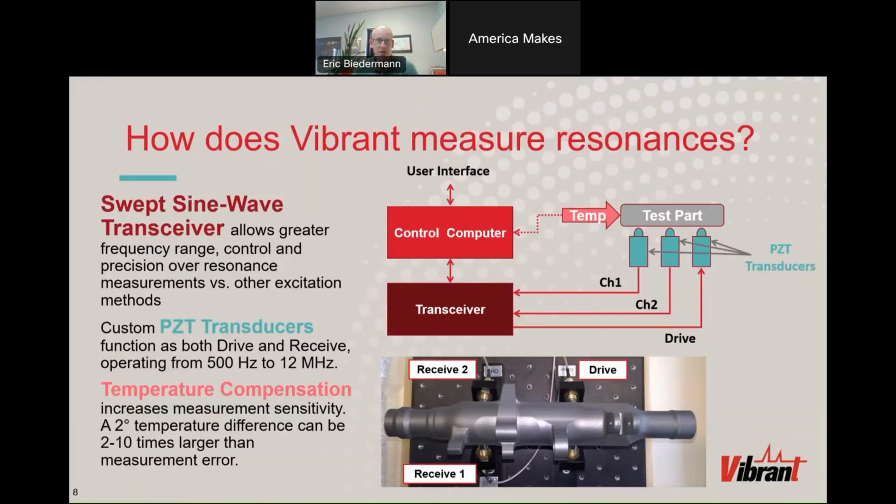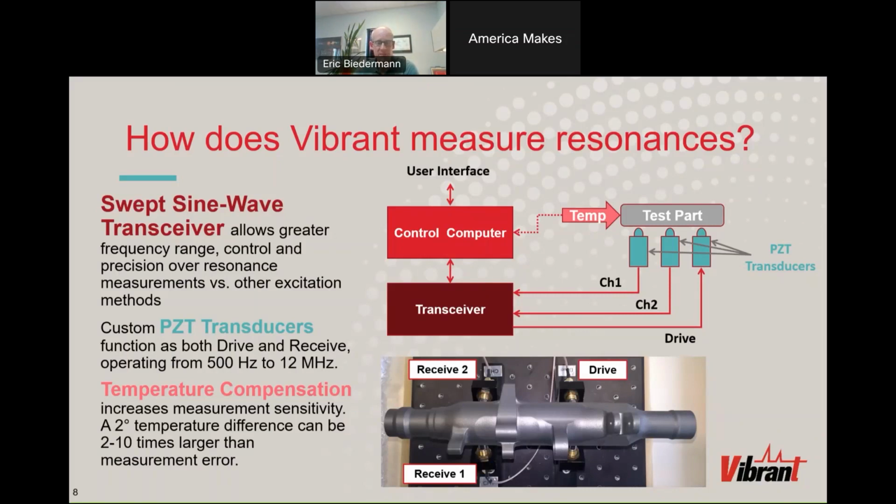Swept sine excitation offers a lot of advantages over other forms of resonance excitation. It gives us greater frequency range, control, precision, repeatability of the resonance signal. So swept sine has a lot of power behind it. We can excite a tremendous frequency range. The transducers can go from about 500 hertz all the way up to 12 megahertz, and we have transceivers that can cover that entire range as well.